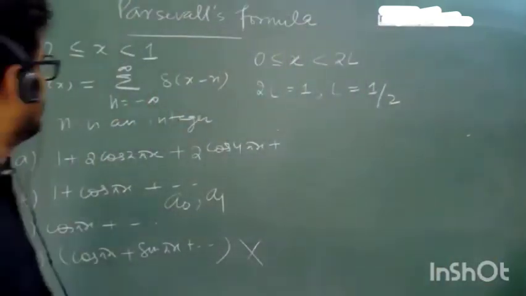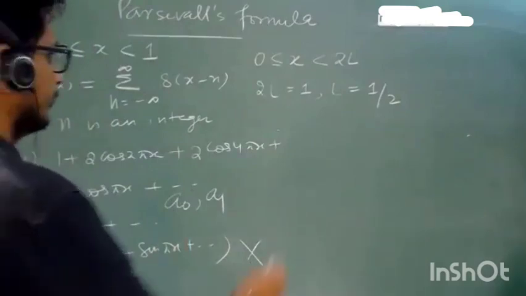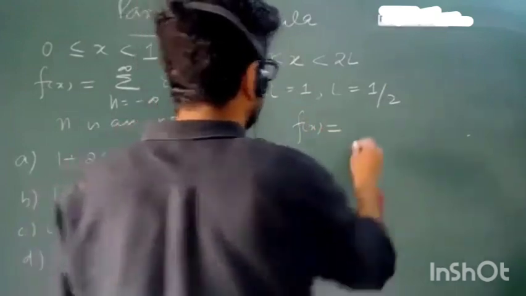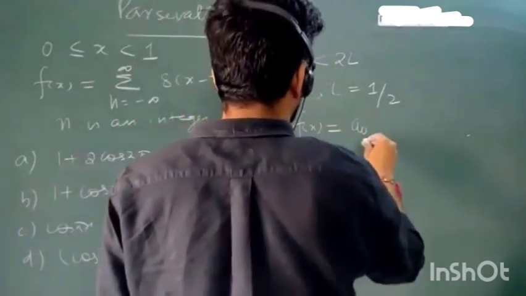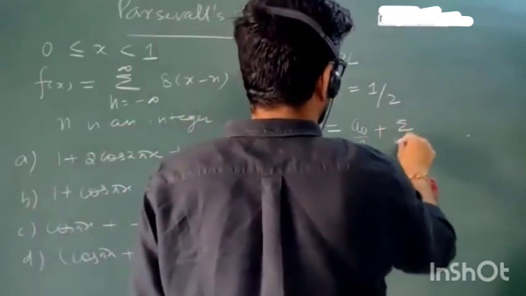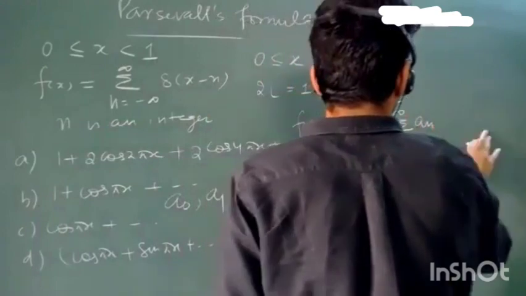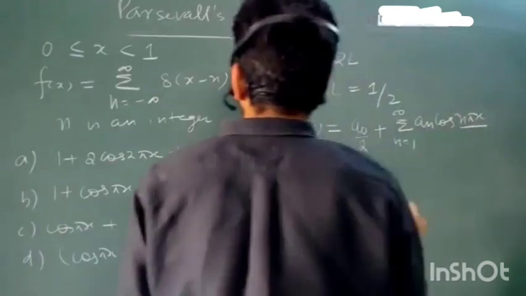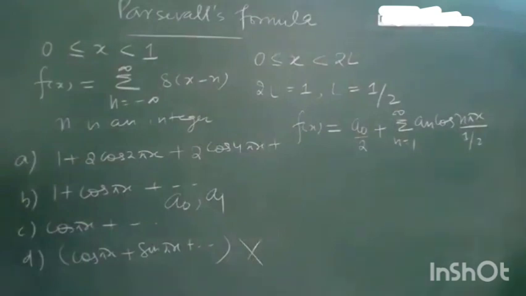So let us write the value of a naught. So suppose my series is this. What will be my series? f(x) is equal to a naught by 2, you want to write or not? Whatever, if you want to write this, plus summation n is equal to 1 to infinity a_n cos(n pi x by L). And L is what? 1 by 2, correct?